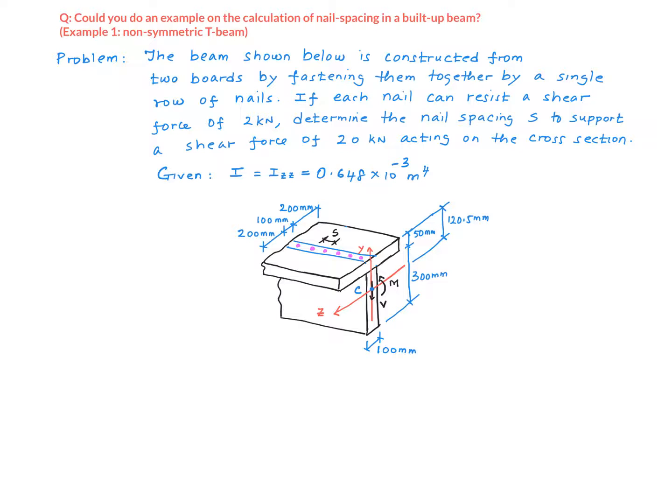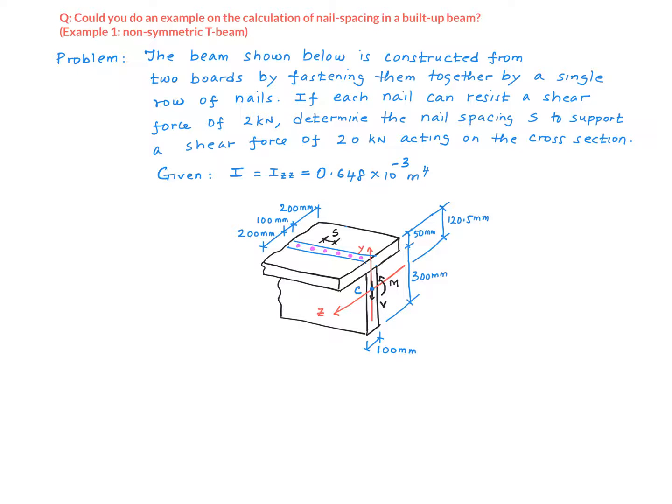The question is, could you do an example on the calculation of nail spacing in a built-up beam? For this particular example, I'm going to use a T-beam, which is non-symmetric about the z-axis. Here is the problem description.